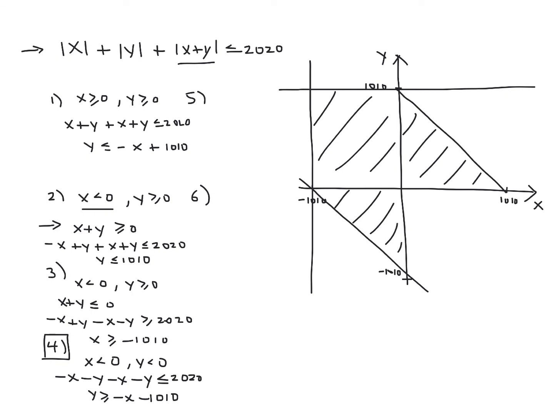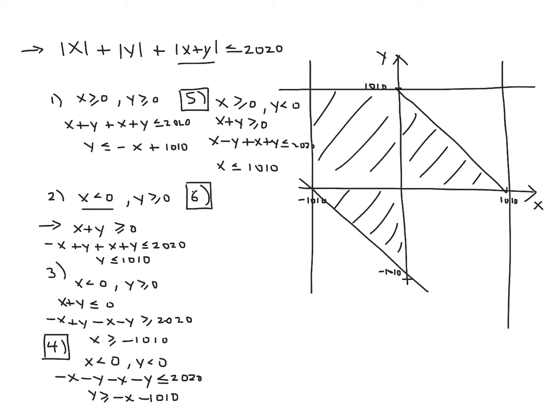And I think we have 2 more, right? 5 and 6. All right, so scenario 5 is when x is greater than or equal to 0, y is less than 0, and x plus y is greater than or equal to 0. So that means that x minus y plus x plus y is less than or equal to 2020. And isolating for, well, y is canceled, so all we're left with is x is less than or equal to 1010. So that means that we've got this line.